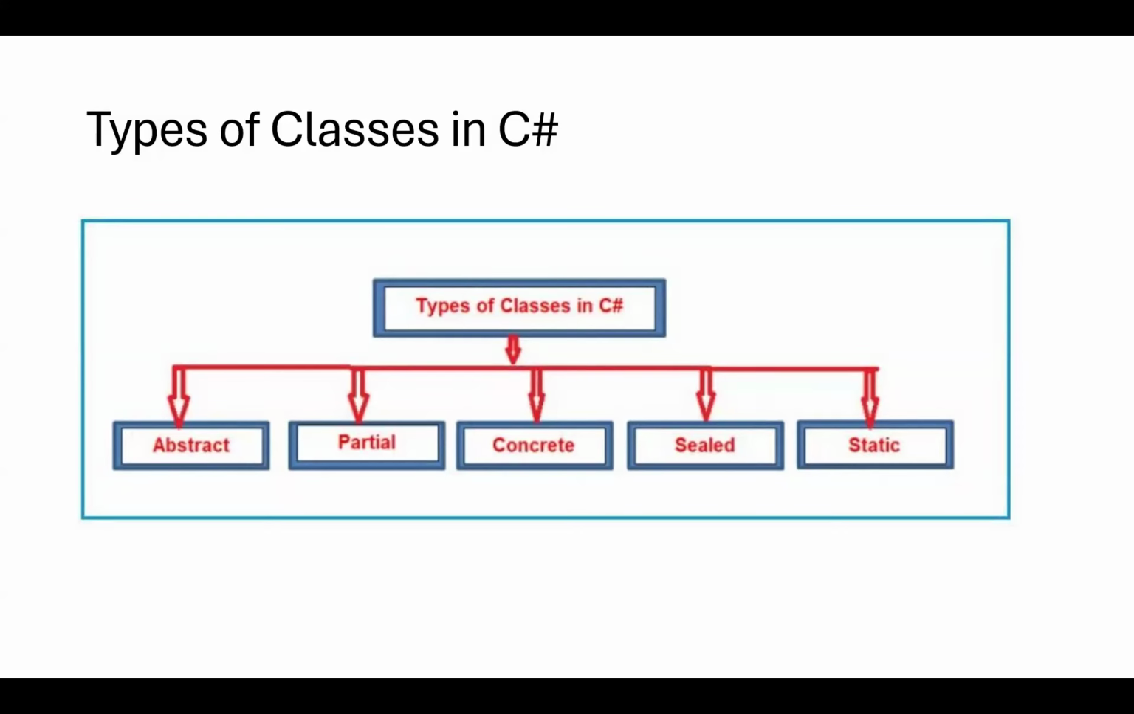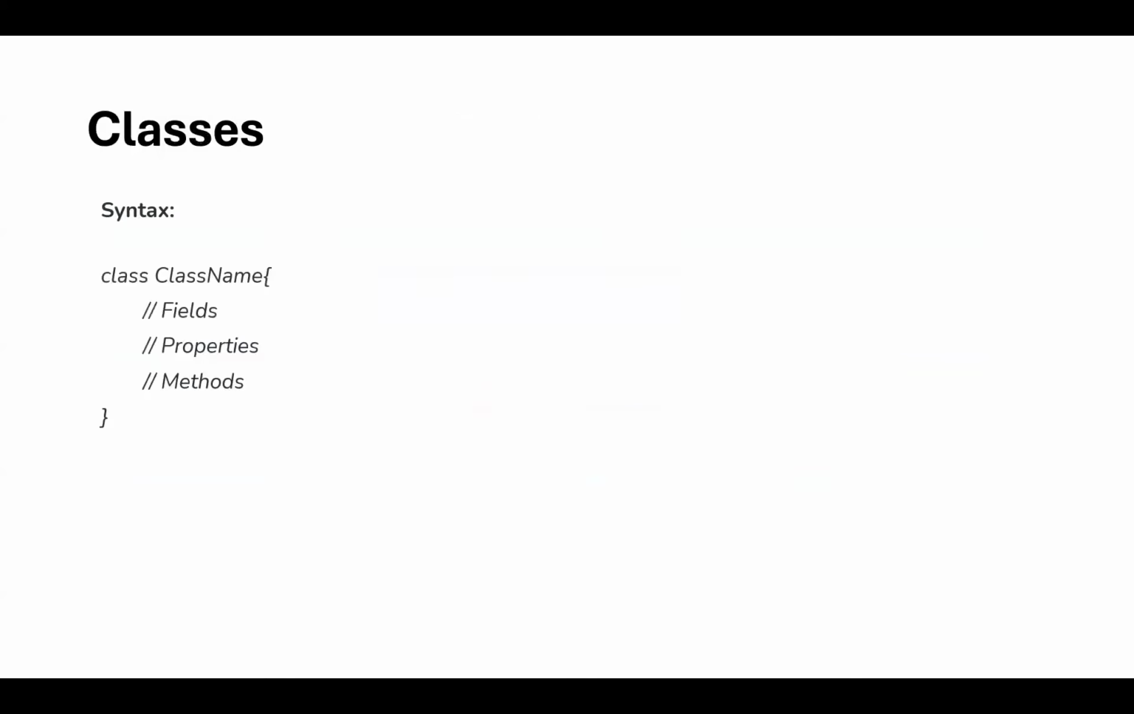So let's summarize what is class. Class is a user-defined type that encapsulates data and behavior. It can contain fields, properties, methods, events, constructors, and so on.